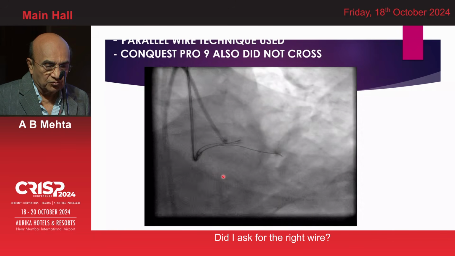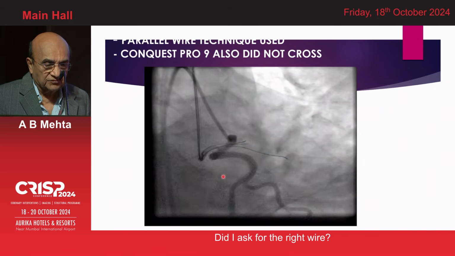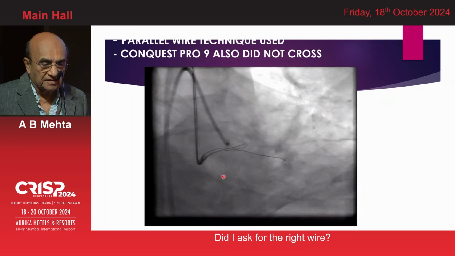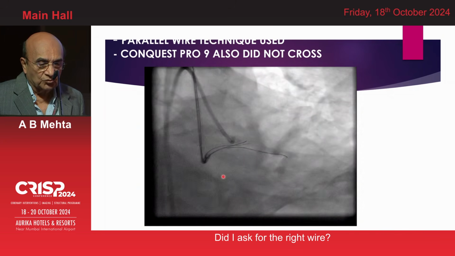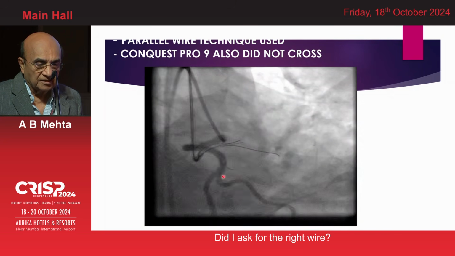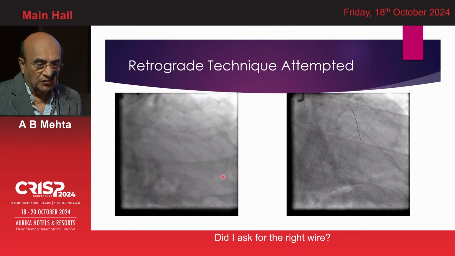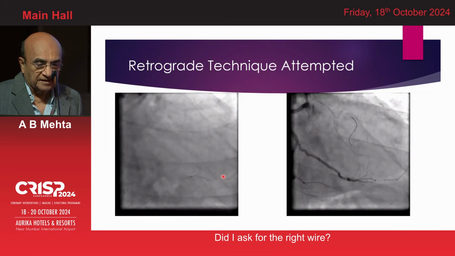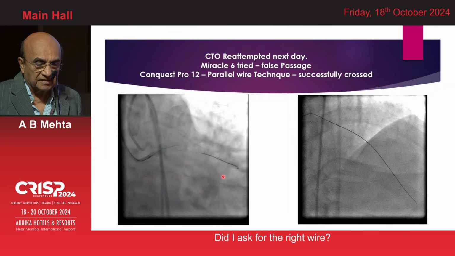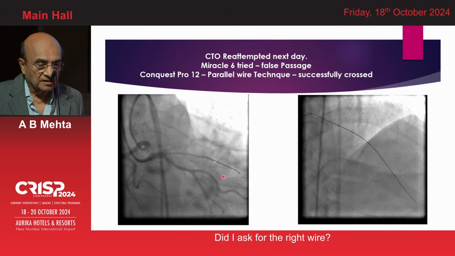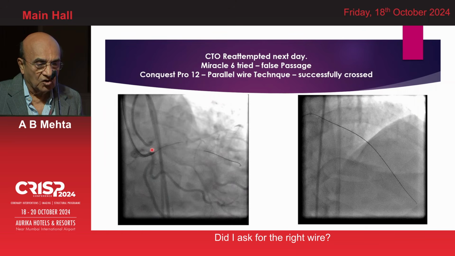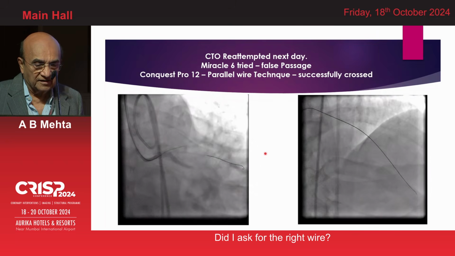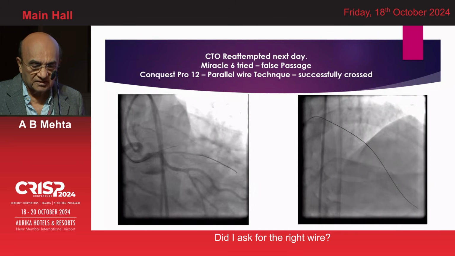Time will not permit me to talk in detail. Here is a case where 2 wires are used. If time permits later at the time of discussion, I'll discuss the details of parallel wire. Both wires are in the false passages, and so I have used the third wire. And the procedure was postponed for that particular day. Retrograde technique also failed, and therefore next day I took on the pilot wire along with Conquest Pro. Miracle 6 also had failed, and finally the Conquest Pro wire succeeded.